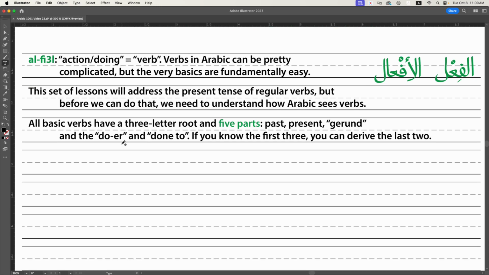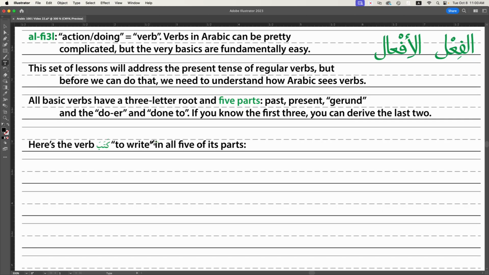So all basic verbs have a 3-letter root and 5 parts, and these parts are the past tense, the present tense, what we call in English a gerund, not a word that'll be familiar to many of you. Sometimes this is called a verbal noun. That is the act of doing that thing. And then the doer and the done to. If you know the first 3, you could always derive the last 2 because they're strictly regular.